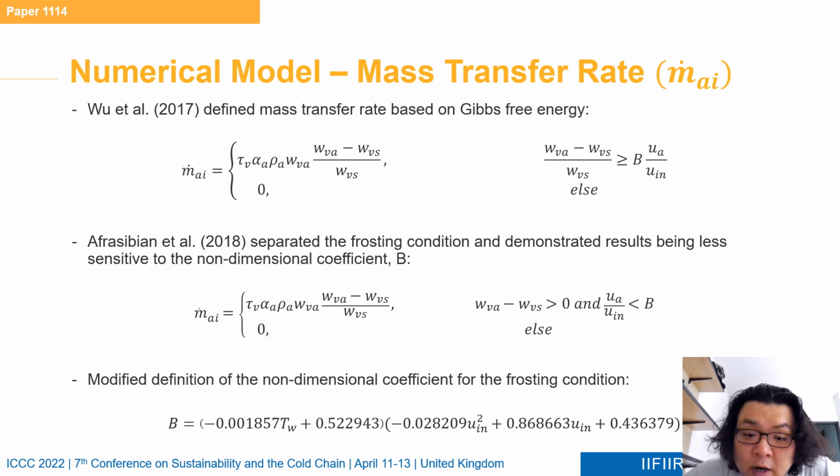Then, Fredzebian et al. separated the frosting condition based on the mass fraction component and the velocity component, and demonstrated the results being less sensitive to the non-dimensional coefficient B, as you see in the frosting condition for both cases. For this current research, a modified definition of the non-dimensional coefficient for the frosting condition, shown on the bottom of the slide, has been used, tested, and validated against the experimental results.